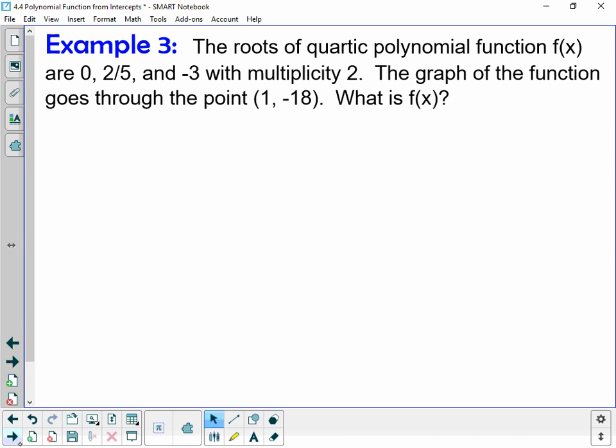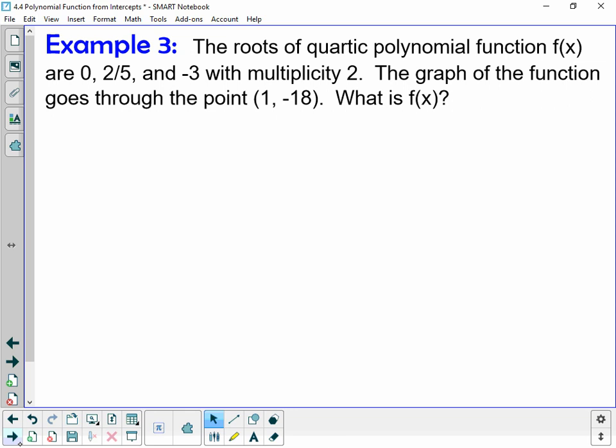All right, let's do another example, example 3. The roots of a quartic polynomial function f of x are 0, 2/5, and -3 with multiplicity 2. The graph of the function also goes through the point 1, -18. What is the function? And we are going to write it in standard form.